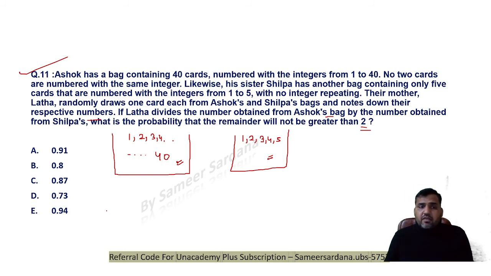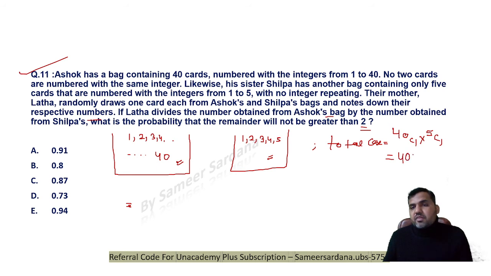So guys, in this particular question, if I have to go for the total number of cases, taking one card from box 1, then taking another card from box 2, the total number of cases would be 40 into 5, that is 200. Now out of this total, what I'm looking for are those cases where on dividing the number from bag 1 by the number from bag 2, the remainder should not be greater than 2.